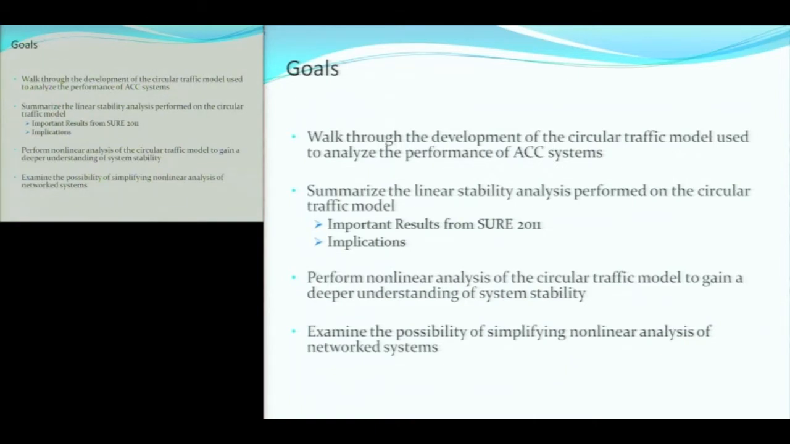In this presentation, I'll first go through the development of the model and then go through the linear analysis and the important parts of it that carry on to the nonlinear analysis, which we would then examine for results when the system is unstable. We would then examine the possibility of simplifying this nonlinear analysis, because it's a very complicated procedure, by using some techniques we took a look at from last year and this year.